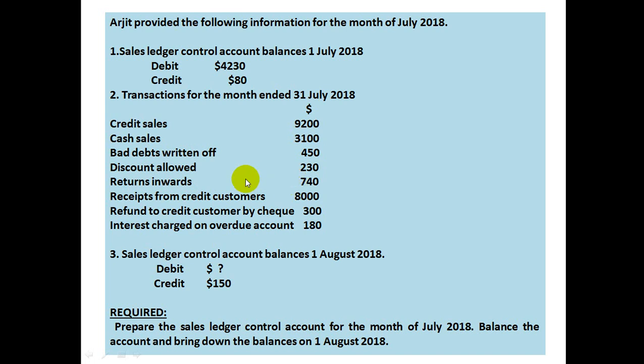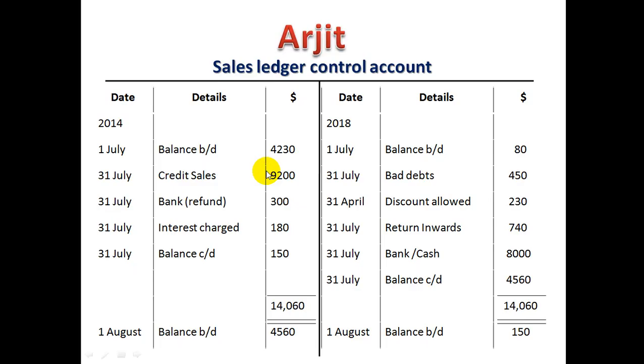Return inwards. Return inwards are actually the sales return given to us by the customers. So they will also be recorded in the credit side because they are actually decreasing our trade receivable, which is also known as the sales ledger. We had posted the opening balances. Bad debts are decreasing the trade receivable. Discount allowed is decreasing the receivable. Return inward, that is actually the sales return, are decreasing this receivable or the sales ledger.